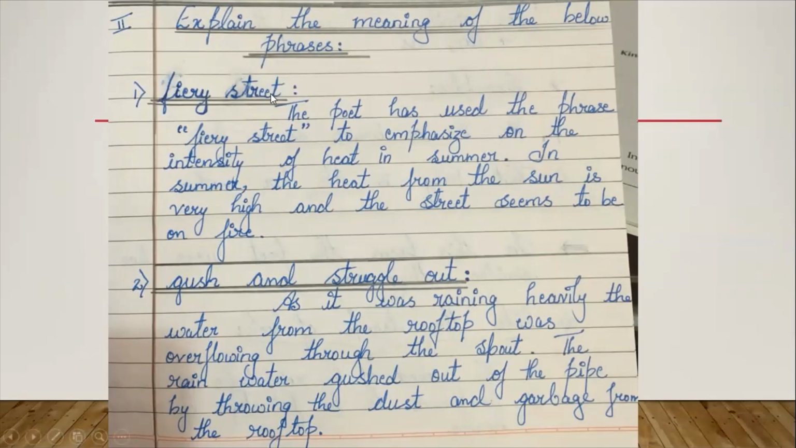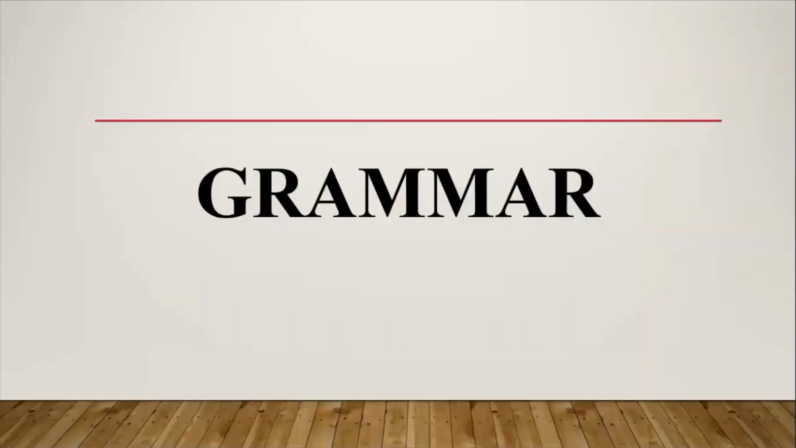So Fury Street is a phrase because it does not have a subject or a verb in it. Next thing, gush and struggle out. The explanation of it is, as it was raining heavily, the water from the rooftop was overflowing through the spout. The rainwater gushed out of the pipe by throwing the dust and garbage from the rooftop. Okay, understood the meaning of these two phrases, right? So these are asked in the CW, mentioned in this poem, and I've given the notes in the CW. Clear? So we are done with it now.